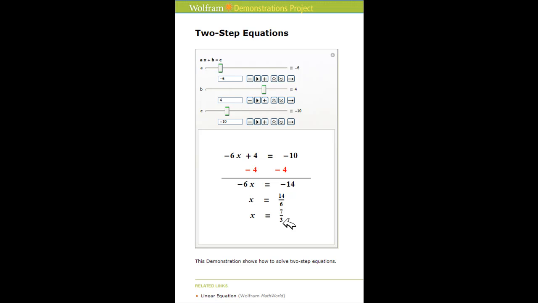So this is solving a 2-step linear equation. First step is to use the addition property of equality to get x by itself. And then you use the multiplication property of equality, which means you're just going to divide both sides by the coefficient, the number in front of the x. One more and we're done.